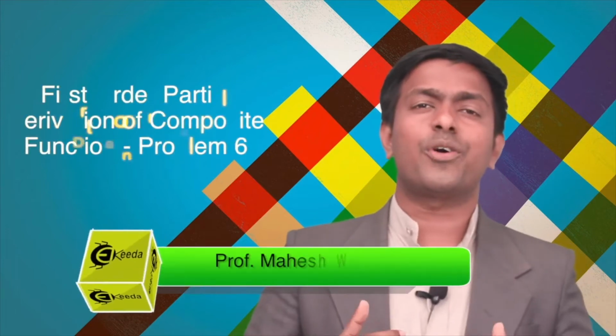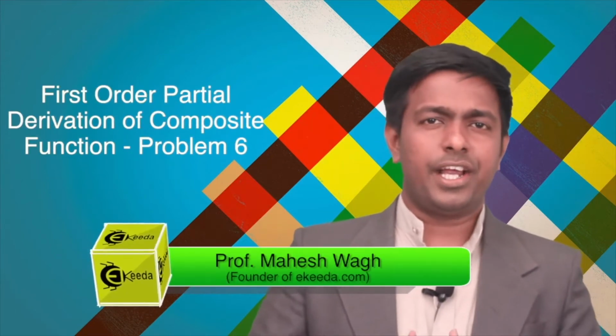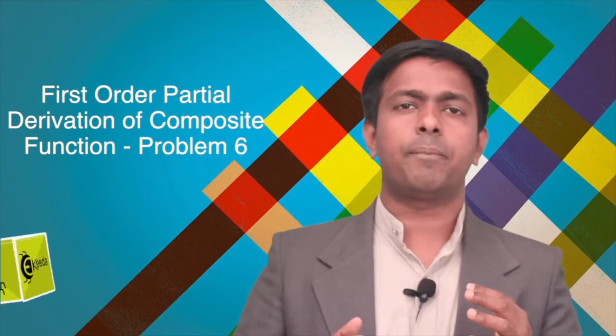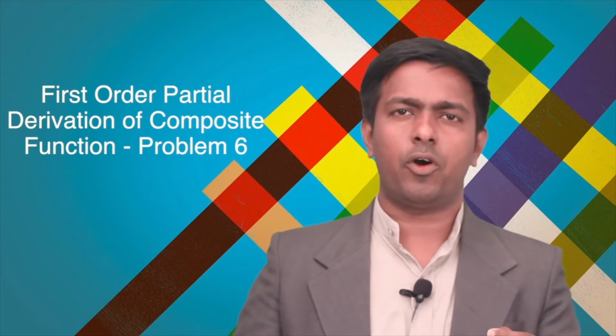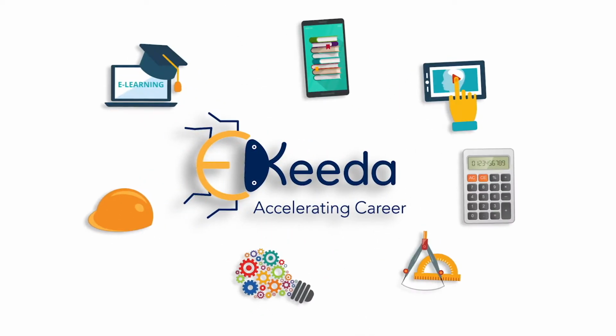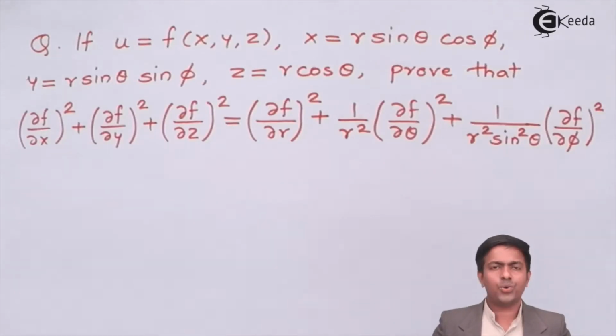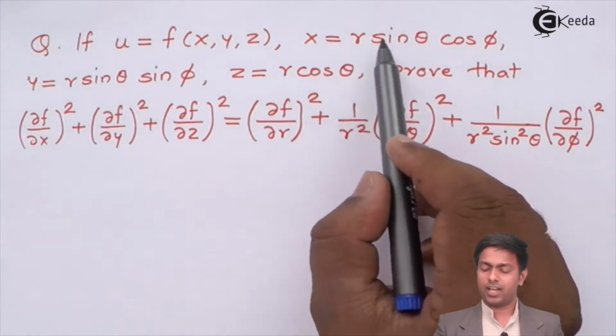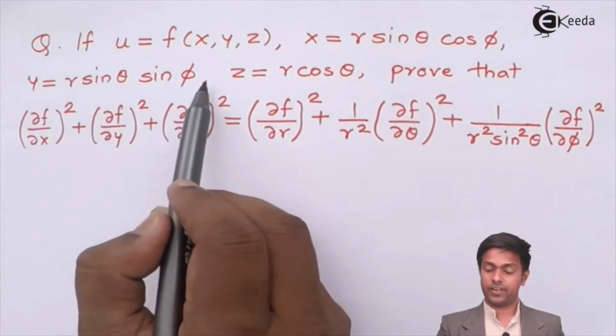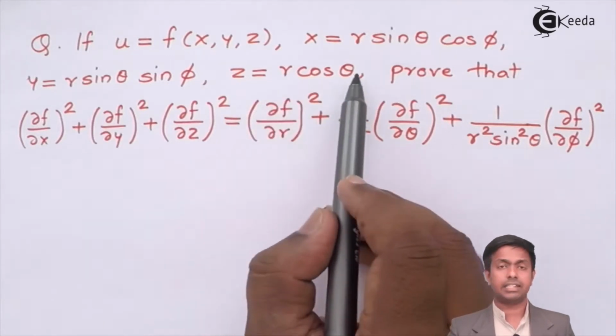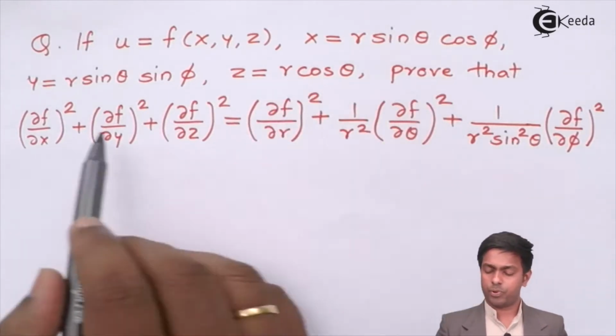Student, so we are going to start with the next problem, in which there is a composite function, and we are going to prove the given result with the help of partial differentiation of a composite function. So now u is given as a function of x, y and z, where x is a function of r, theta, phi, y is a function of r, theta, phi, and z is a function of r and theta. Now guys, based on this we have to prove this result.